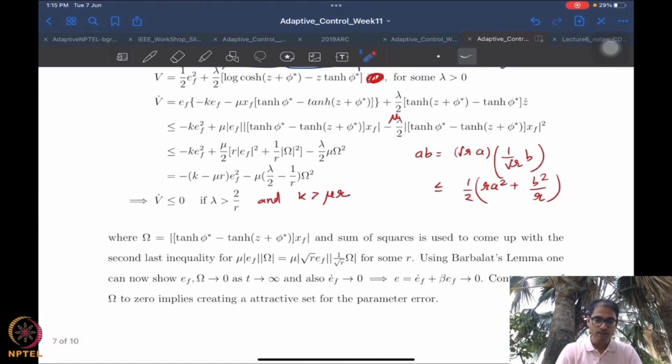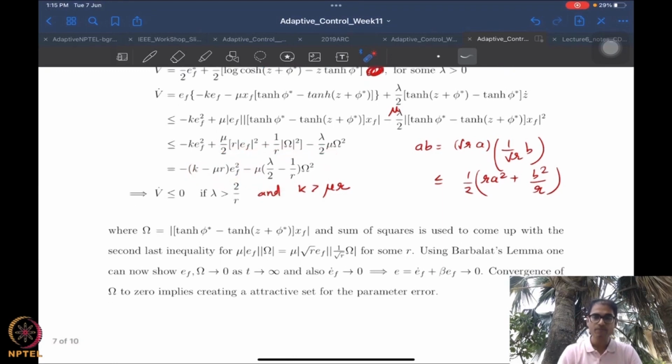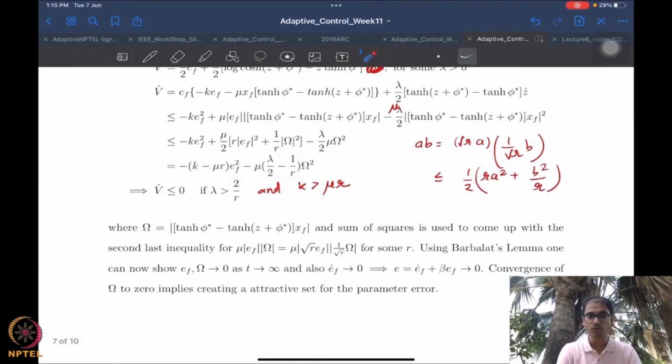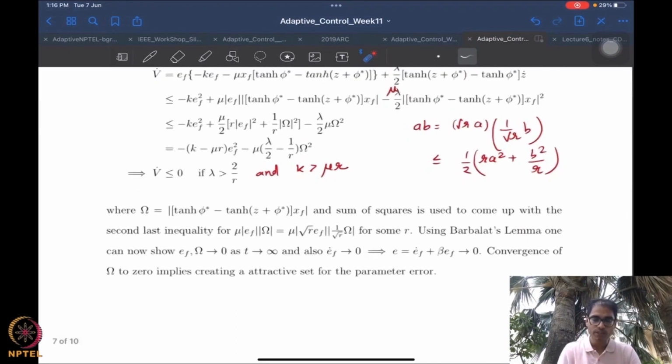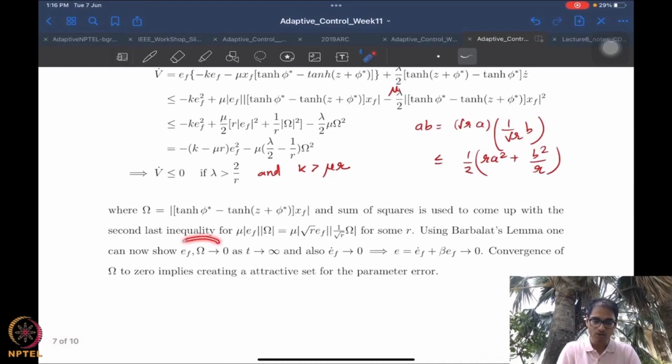So what we have now is a V dot, and V, of course, is lower bounded, and we have a V dot which contains these two quadratic terms. So it should be sort of obvious to you, for all of those who have done Barbalat's lemma signal chasing analysis several times, that you can prove that ef and omega go to 0 as t goes to infinity. So this is something you can always prove from this kind of a Lyapunov-like analysis.